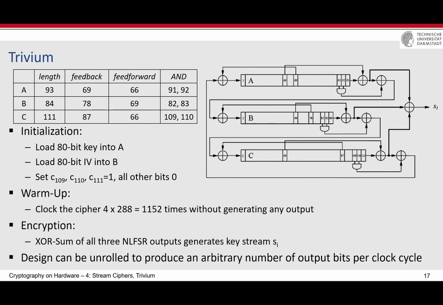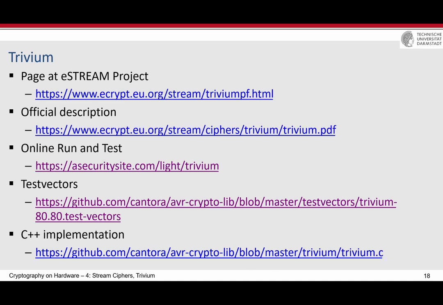But this can be generalized. You can generate an arbitrary number of bits. Of course, the combinational circuit grows, but the state of the cipher stays the same, the size of the registers that you have. If you are interested, you can look at all these links.